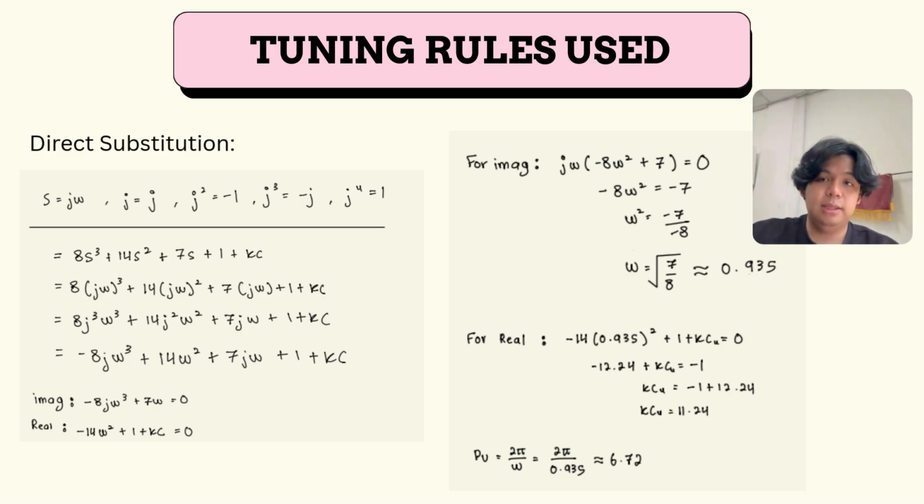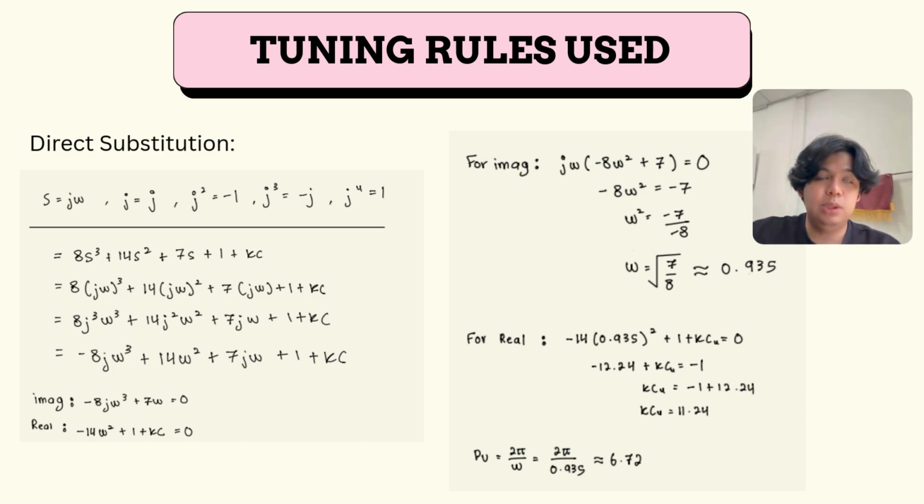We start with the characteristic equation, where I get 8s^3 + 14s^2 + 7s + 1 + Kc = 0. Now we substitute s with jω. We use the complex number rule, which is j^2 equals negative 1, j^3 equals negative j, and j equals j. After simplifying, we get two parts, an imaginary part and a real part. For the imaginary part, I get negative 8jω^3 + 7jω = 0, and for the real part I get negative 14ω^2 + 1 + Kc.